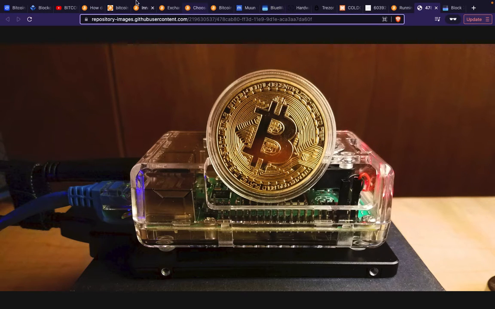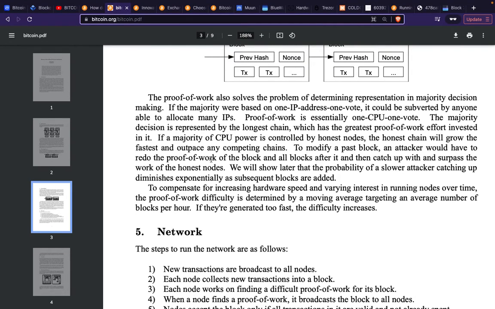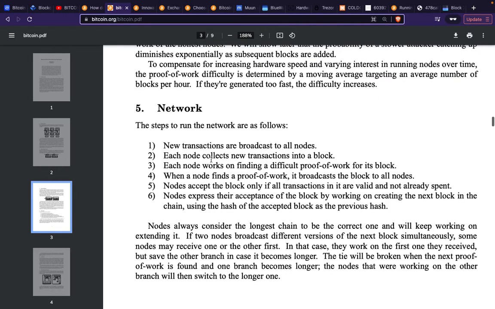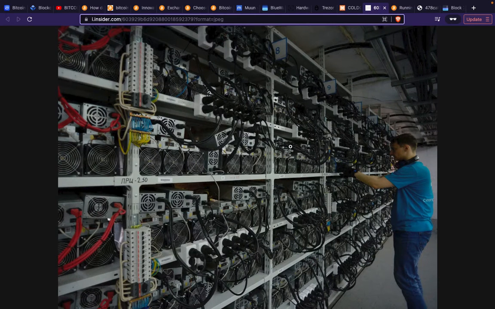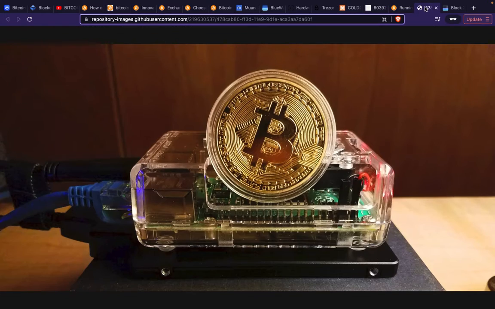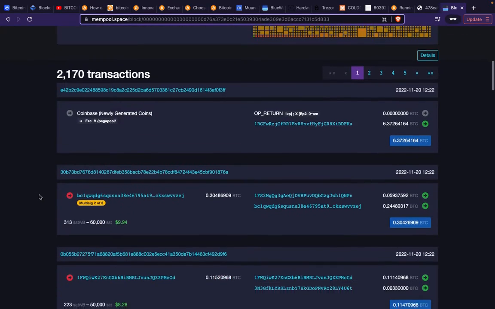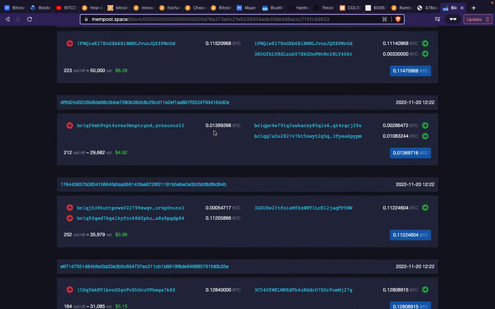So yes, okay. Now you have the network. New transactions are broadcast to all nodes. Each node collects new transactions into a block. When the Bitcoin miners find a block every 10 minutes, they broadcast that to the nodes. They tell the nodes what happened on the blockchain, right? For example, on this block, they show you everything that happened: this address sent to this address, and this address sent to that address.